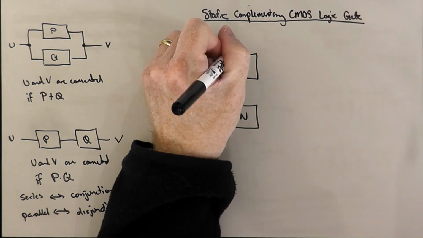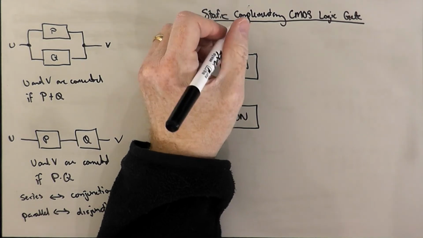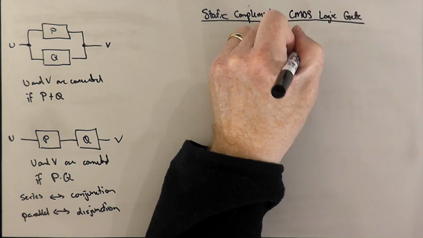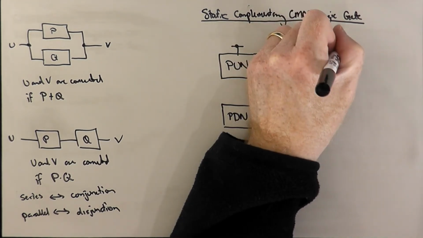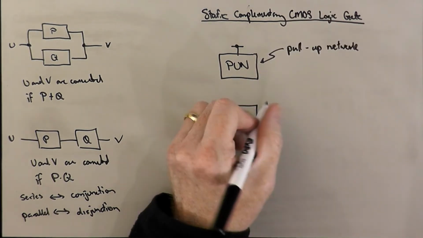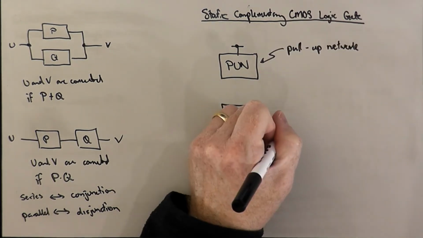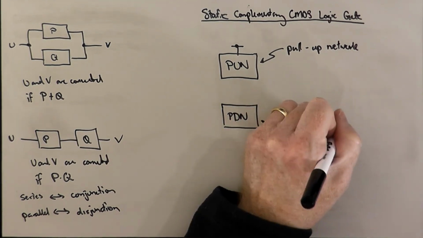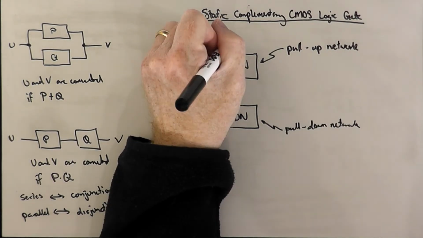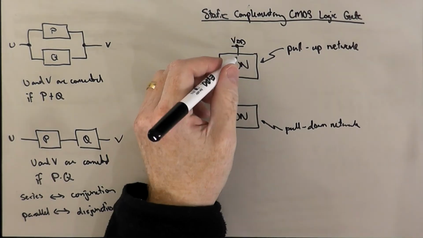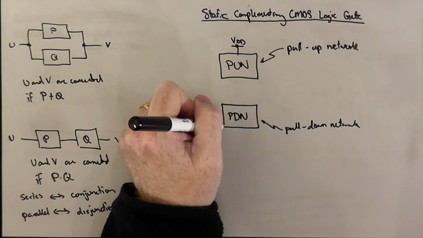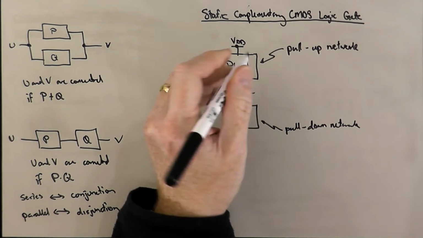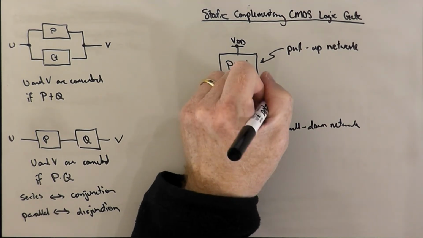And on one side of the network we have the pull-up network. That's what PUN stands for. So this is the pull-up network, and this is the pull-down network. Up here we have VDD. That's one end of the network. It's connected to VDD. The other end of the network is connected to the output of the gate, which is usually called Y. So this is the output.